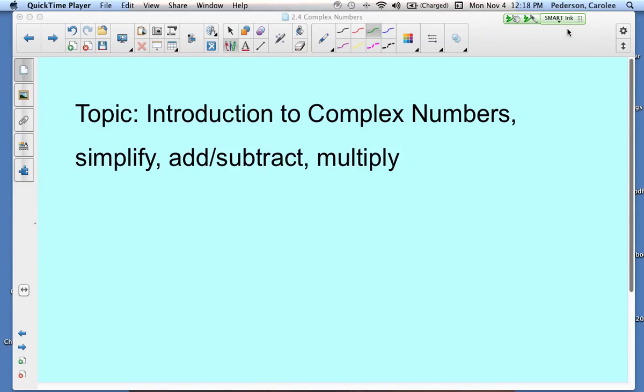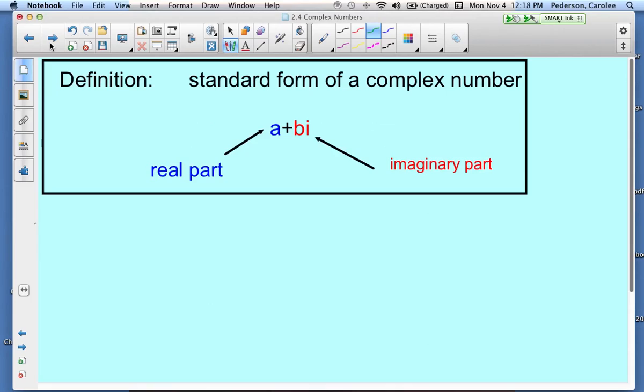This topic focuses on introduction to complex numbers, being able to simplify them, add and subtract them, and multiply. So this is the definition, the form of that complex number. We did talk about, in the last video, a longer definition of the complex number system. This is your real part, and then the plus bi is your imaginary part. Remember, i represents the square root of -1.